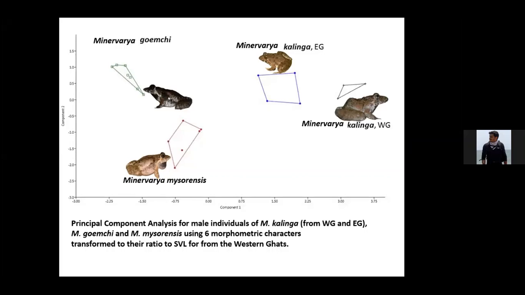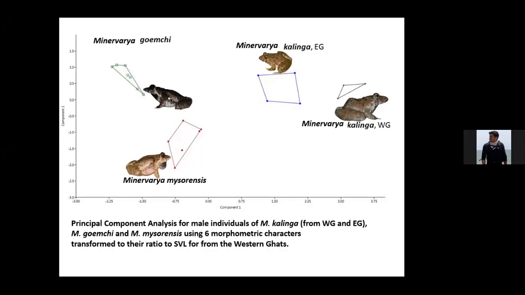It was not matching with any of the species, like Minervaria goenchi, which was described from the Goa region, Minervaria mysorensis, which was described from the Jog region, and it was not matching even with Minervaria kalinga from the Eastern Ghats. Traditional taxonomists or old taxonomists would have described this as a new species.